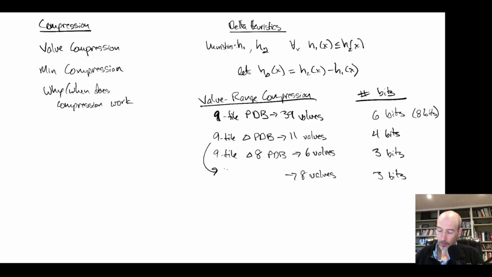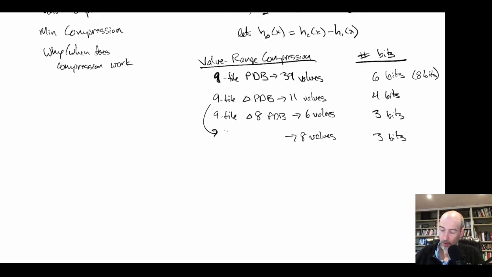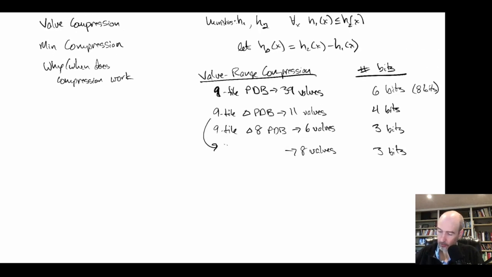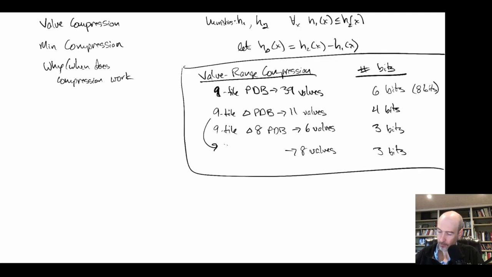Okay, the second thing we can look at is something we call min compression. Now, in general, we're always going to take the min when you do compression. So if I think about compressing 2 entries together, then I take the minimum of those, and that's still going to guarantee that I get an admissible heuristic. But we'll come over here and look at min compression. Okay, so that's value range compression. Let's come and look at min compression now.